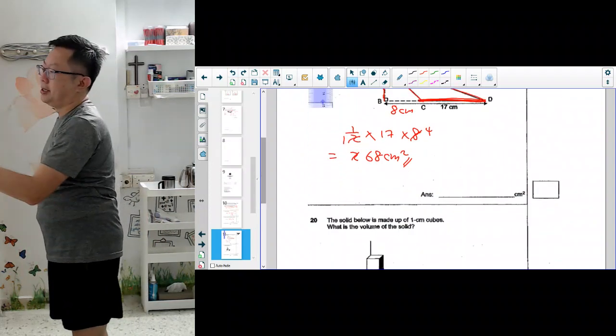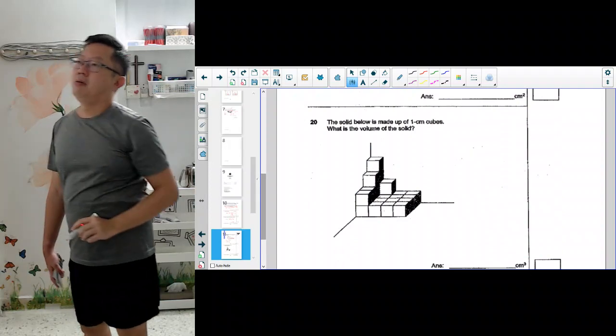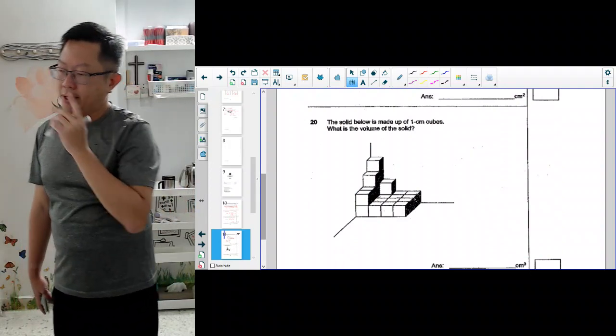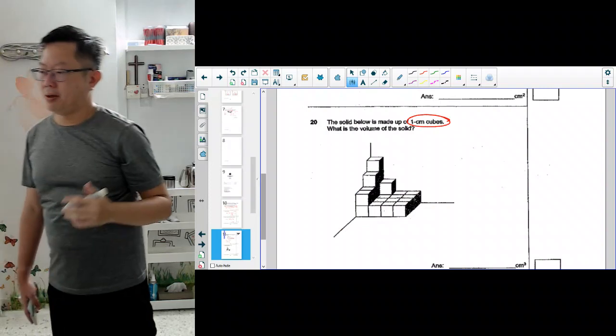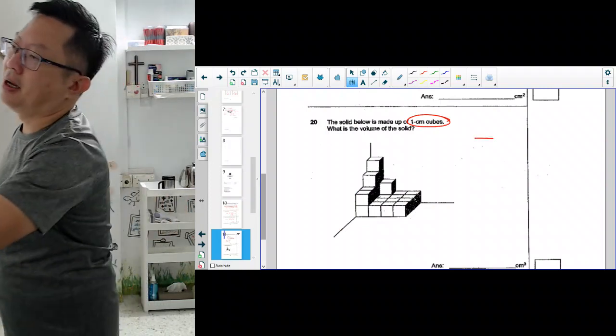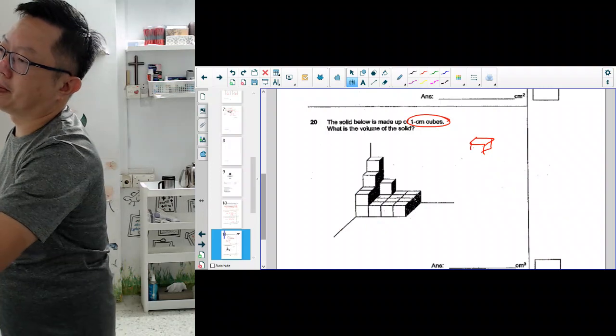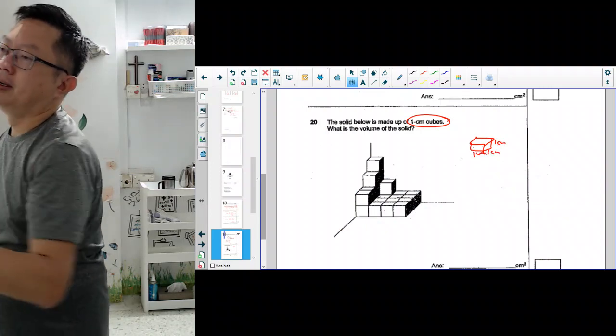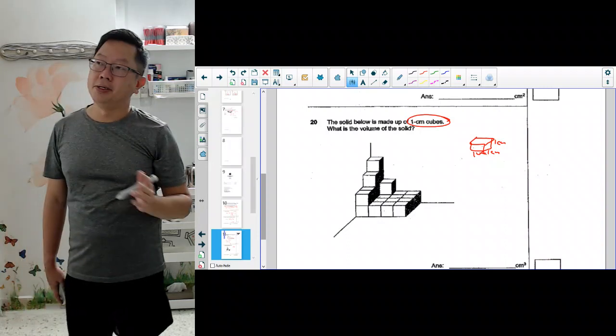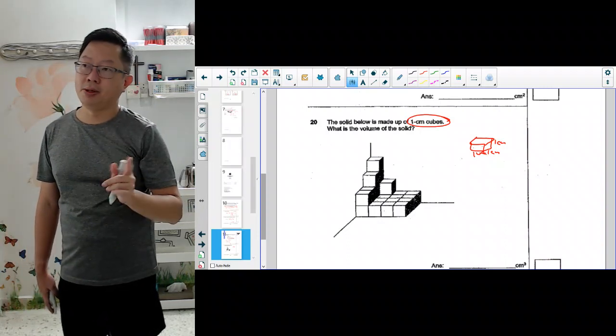Now, question 20, volume. So what is the volume of the solid? Okay, so the figure is made of 1 cm cube. So what does that mean? It means that every cube or every side of the cube is 1 cm. So that's what you need to understand. Right, when you see 1 cm cube, it means every side is 1 cm.